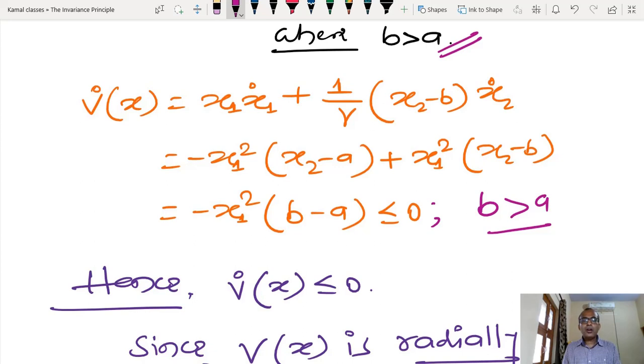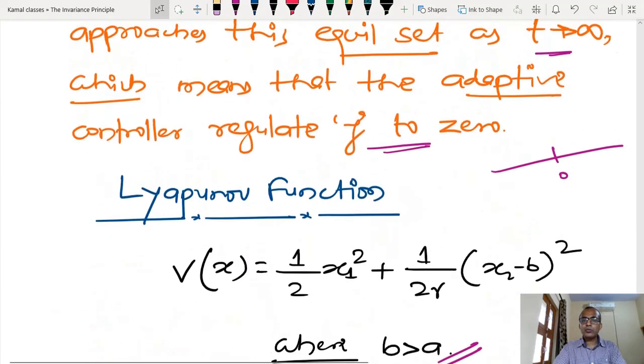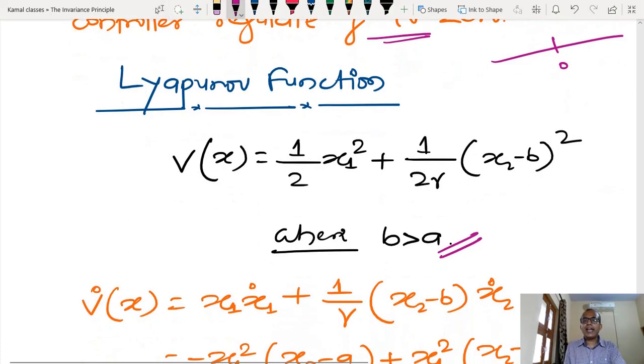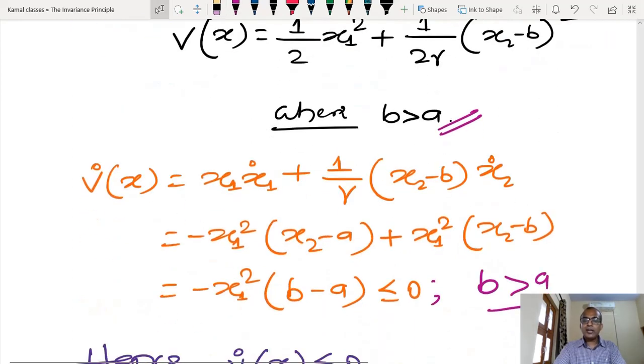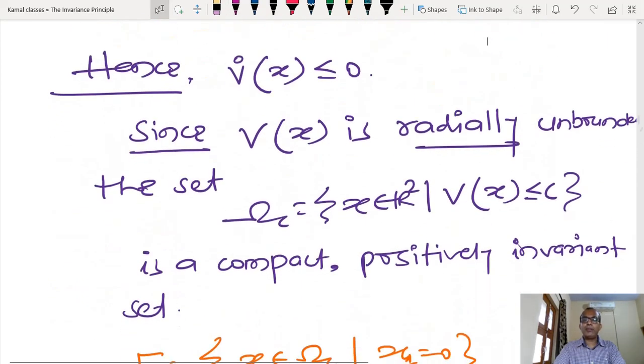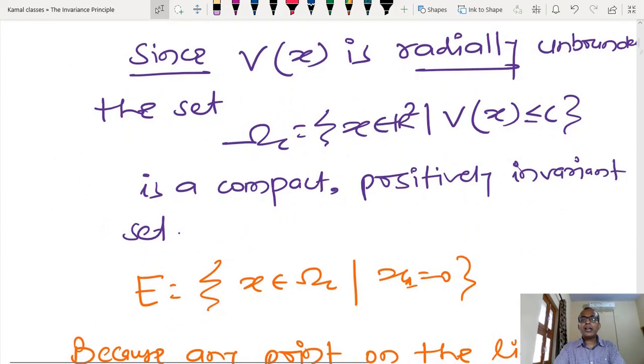Now since V dot x is less than or equal to 0, it is possible to show that the V I have constructed is also radially unbounded. Why radially unbounded? You can take x1 tending towards infinity, x2 tending towards infinity, so V of x also tends towards infinity. It means that whatever analysis I am going to carry out is globally valid. Now since this is radially unbounded, if you take any V of x less than or equal to c, that set is compact and positively invariant.